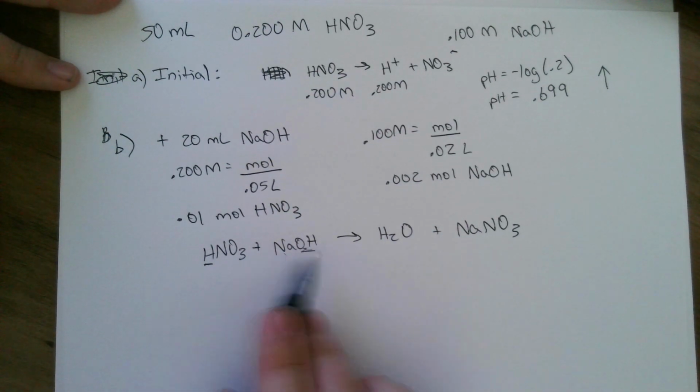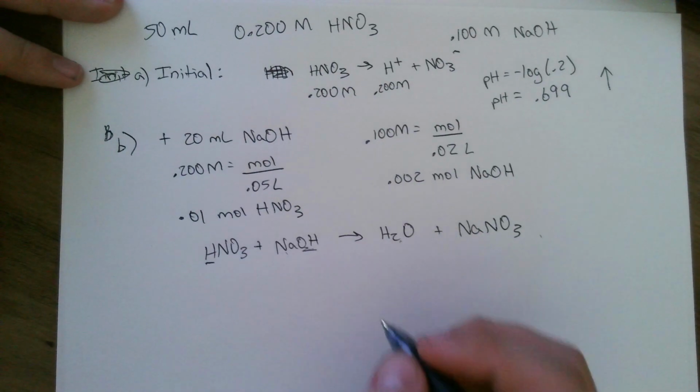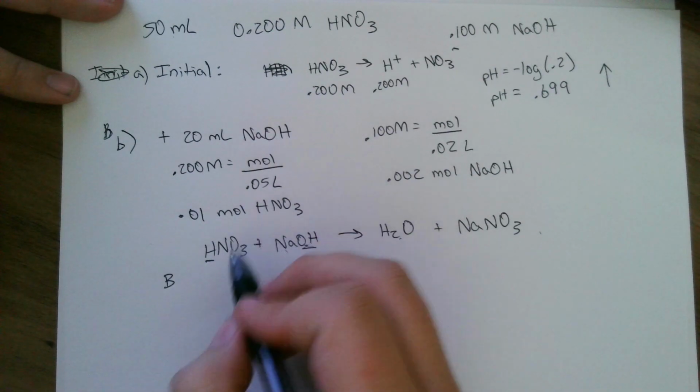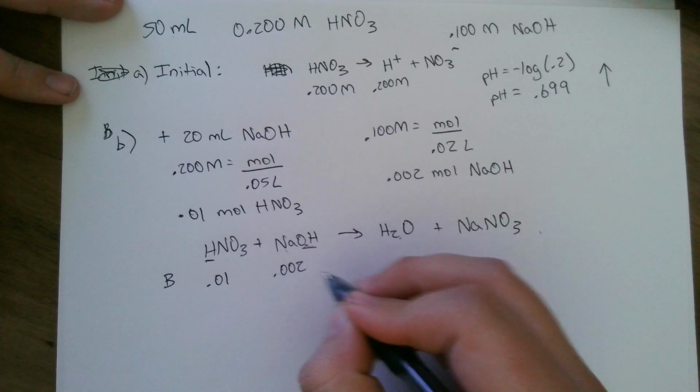They're just going to react with each other. We want to see how much is left. So we don't need this product or this product really for this reaction. So before, we have 0.01 moles of HNO3, and we have 0.002 moles of this.